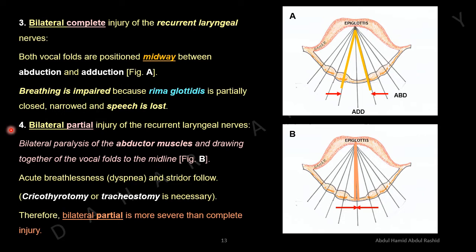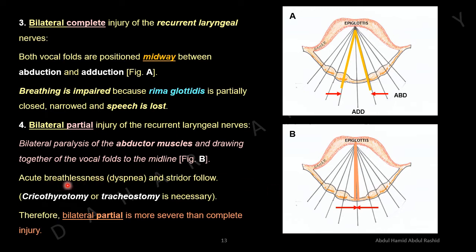Next is number 4, bilateral partial injury of the recurrent laryngeal nerves. It is very similar to unilateral partial injury, but this time both sides. In unilateral partial injury, we have already discussed that abductor muscles are affected more. Adductor muscle fibers, some remain intact. So in this case, both adductor muscles are still intact, so they will draw the vocal cords towards the midline, both sides, because some fibers are still intact, so they will bring the vocal cord, both right and left side, to the midline.